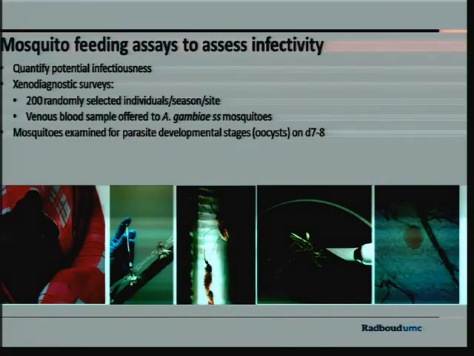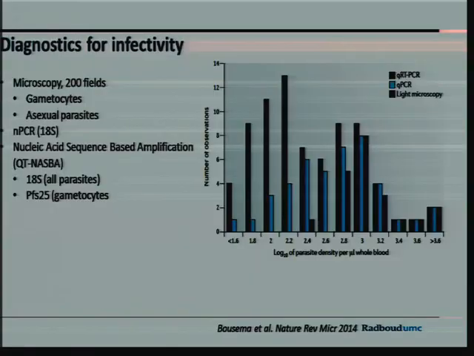We did this with 200 randomly selected individuals per season per site. This is work still in progress. We only used Anopheles gambiae SS mosquitoes, and we used microscopy, although we do molecular characterization of all the oocysts that we find. After that, we look at diagnostics of infectivity. We have microscopy, 200 fields, where we look for gametocytes and asexual parasites. We also use both DNA-based PCR and RNA-based PCR.